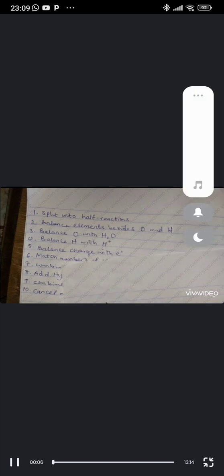Today we'll be looking at another aspect in chemistry, which is oxidation reduction, the oxidation reduction reaction, which is also known as redox reaction. So I've been able to write out the 10 steps we'll be needing to solve this easily, just to save our time. And these are the 10 steps we'll be using to solve for acidic medium and basic medium.